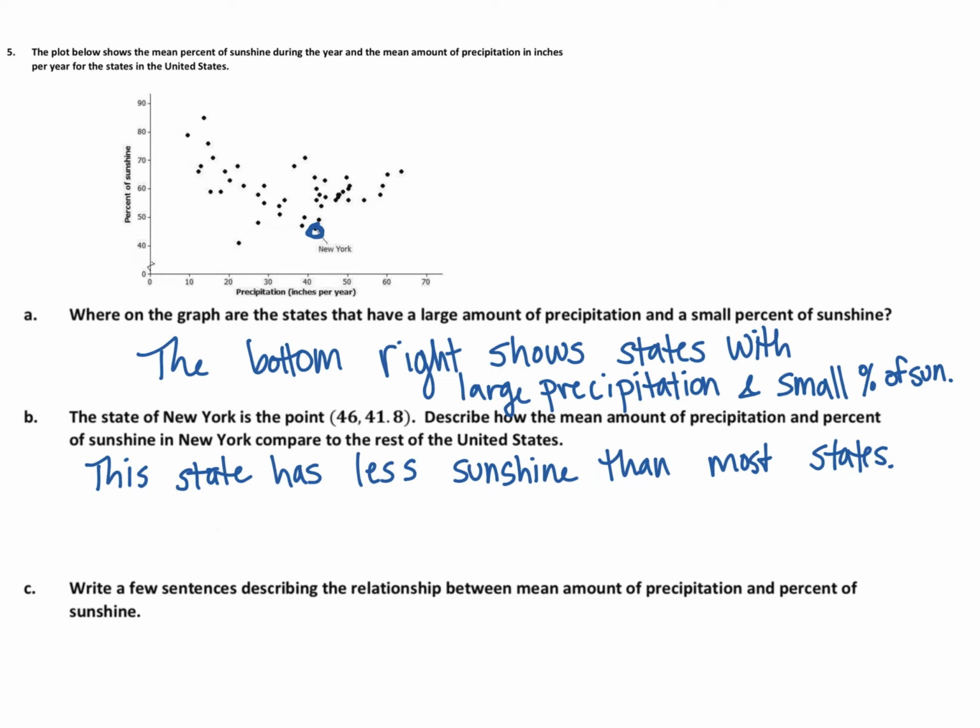And then for the precipitation, if you go from 0 to 70, it's kind of in the middle of most of those points on the x-axis. So we can say that it has approximately the same amount of precipitation as the middle of the data.